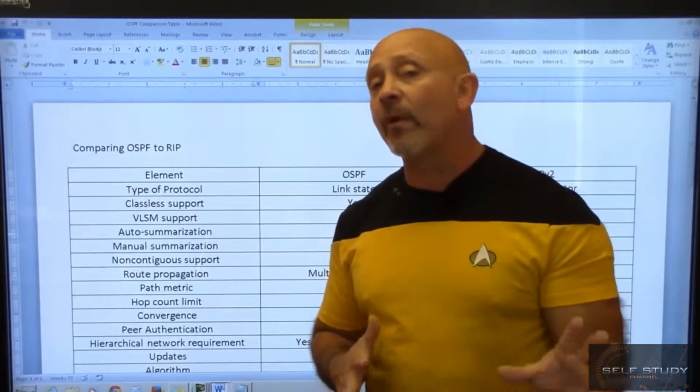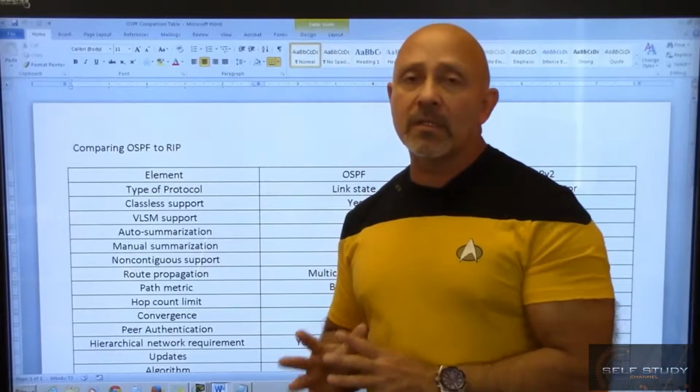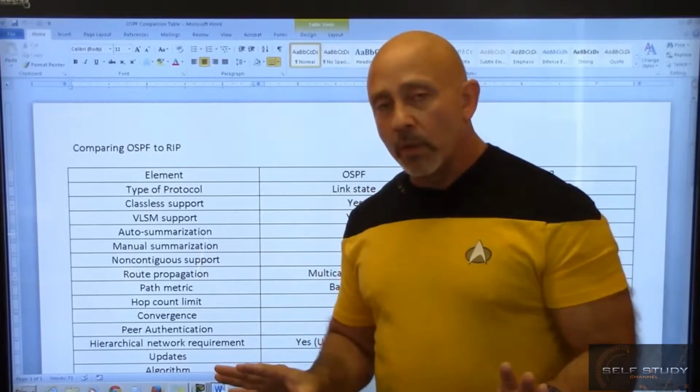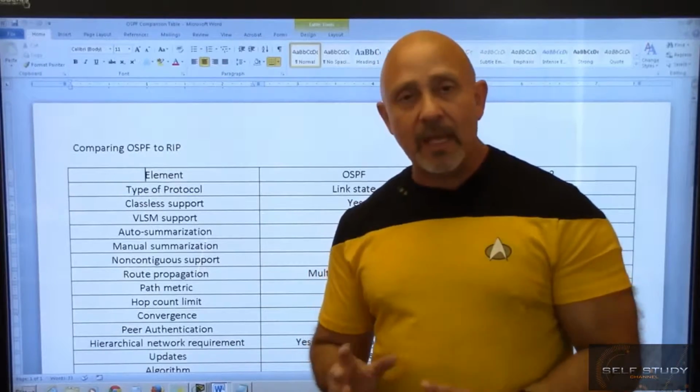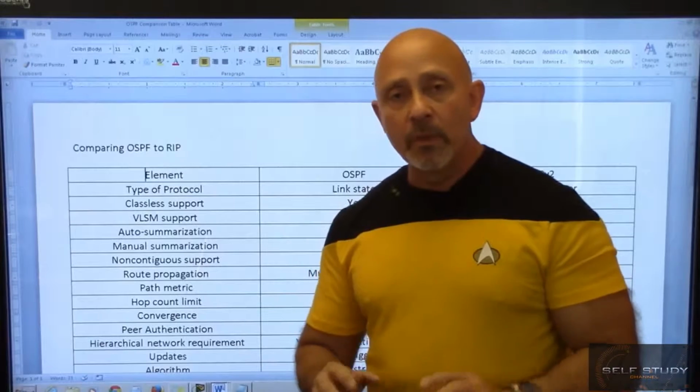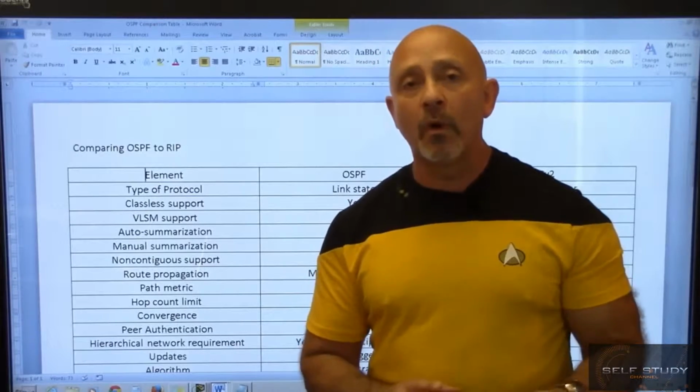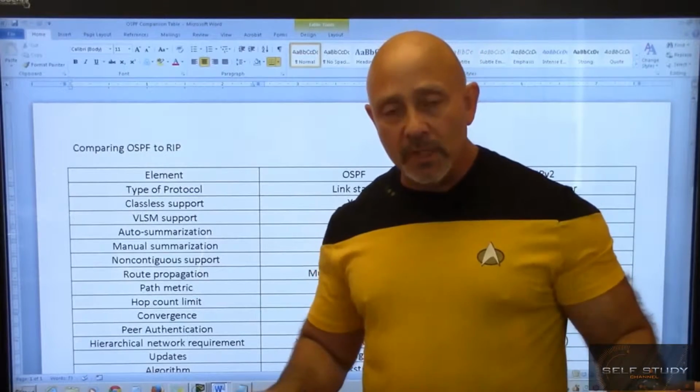I do have different labs for this. I'm not going to use the same labs that we used before. We're going to use OSPF. It has its own IPv6 lab. It has its own everything. So we'll be using labs just for OSPF in itself, just to keep everything separate.